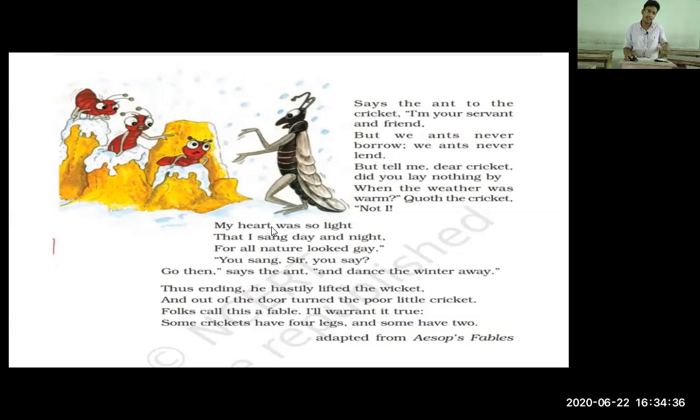The last line is very important. Some crickets have four legs and some have two. Actually, it means that some crickets have four legs, that is the cricket, and some have two. That is actually mentioning human beings. There are crickets having two legs, that is, there are human beings like crickets. There are human beings like the cricket who enjoy the positive time, enjoy the summer season, and are least bothered about the difficult times, least bothered about collecting food, least bothered about the difficult situations that they have to face in future. The two legs are mentioning human beings.